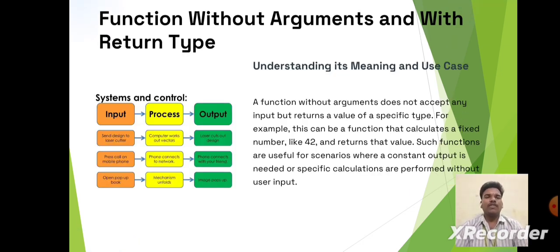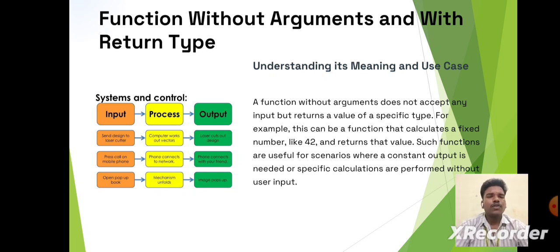Now, function without arguments and with a return type. Now we are going to understand the meaning and use it in the program. A function without arguments does not accept any type of input values, but returns a value of a specific type. As I said earlier, it does not take any input values, but gives a return value, and this return value also will be our convenience, such as integer or a string, any type, based on our convenience. For example, this can be a function that calculates a fixed number like 42 and returns that value. As in the earlier example, the number is taken as 42 and it returns only that value.